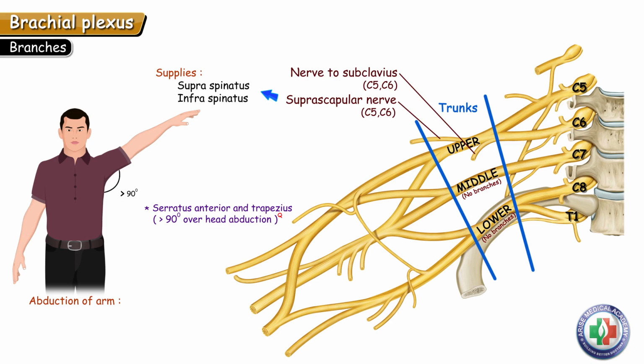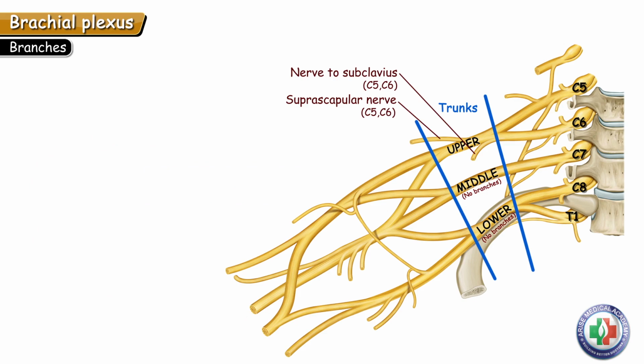So do remember, the initiation of abduction, 0 to 15 degrees, is by supraspinatus, 15 to 90 degrees till the horizontal is deltoid, and overhead abduction above 90 degrees is done by serratus anterior and trapezius. Nerve to subclavius, as the name says, supplies the muscle subclavius and also gives off the accessory phrenic nerve. So, accessory phrenic nerve is coming from the nerve to subclavius.